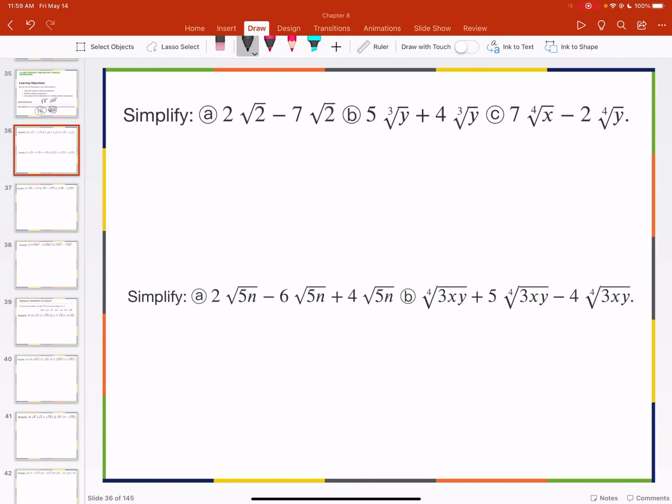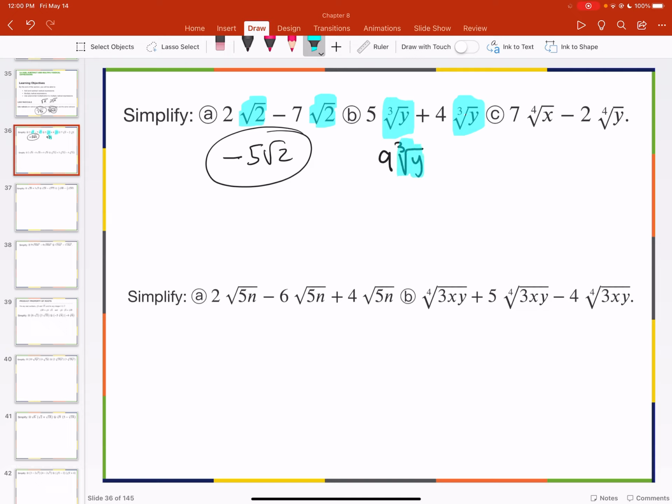And what's cool about that is when you get used to it, adding and subtracting like radicals is just like how you would add and subtract variables, right? You simply ignore the variable and you add or subtract the coefficients. So let's say, for example, you have 2 square root of 2 minus 7 square root of 2. That's going to be negative 5 square root of 2. I just want to highlight so you can see 5 of these plus 4 of these, right? 4 cube root of y gives you 9 cube root of y. So 9 of these. You see what I'm saying? That's the way we need to think about it.